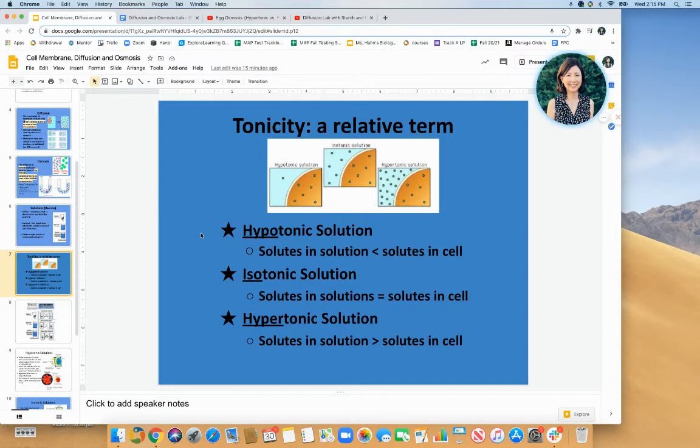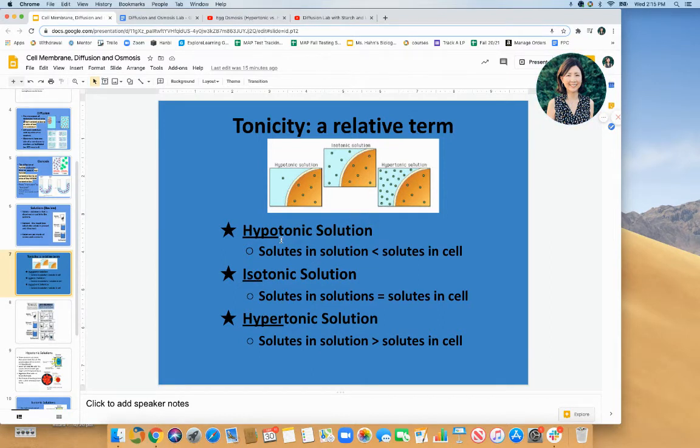Okay, so if you put something in fresh water that hardly has any solutes in it, okay, so here's like our pretend cell, and there's lots of different solutes in a cell. There's lots of things floating around in the cell. It's not just water, but if you put it in pure water where there's barely anything floating around, the solutes in the solution is going to be less than the solutes in the cell. There's hardly anything in here, but there's more solutes in the cell. So that's called a hypotonic solution.